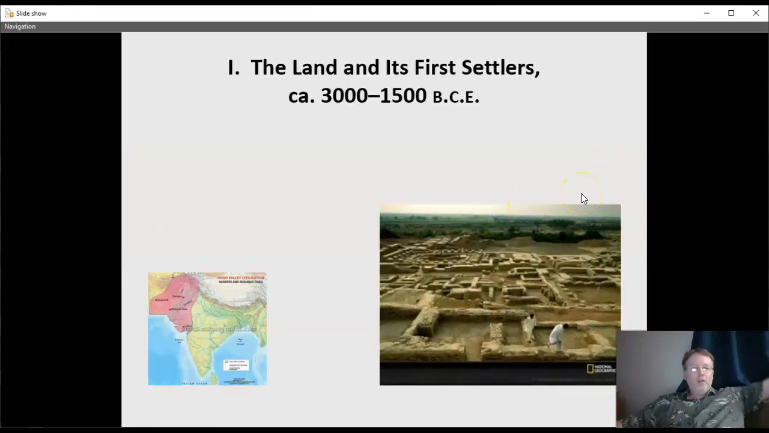All right. The land and its first settlers, circa 3000 to 1500 BCE. So India had an early civilization, the same as Egypt, the same as Mesopotamia, first built up around the Indus River Valley. Again, another similarity, another river valley.